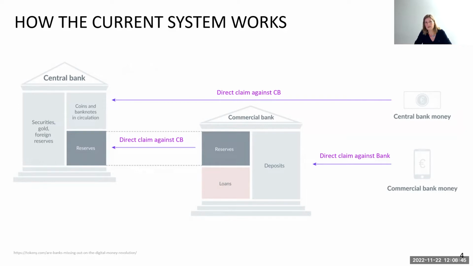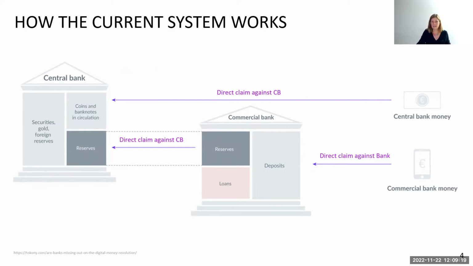With central bank money, you have a direct claim against the central bank. And you do have that with coins, banknotes, and deposit money for commercial banks. But with commercial bank money, if you have your account at a commercial bank, you just have a direct claim against said bank. So what probably most people consider real money is, of course, real money, but it's not central bank money, and that's an important distinction.